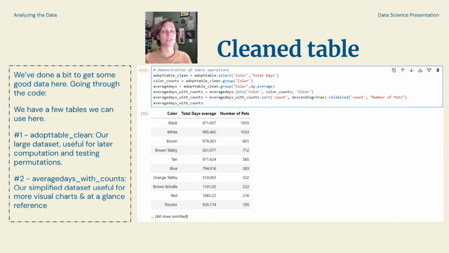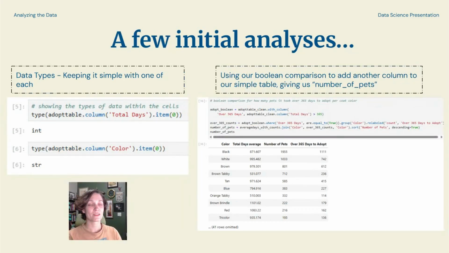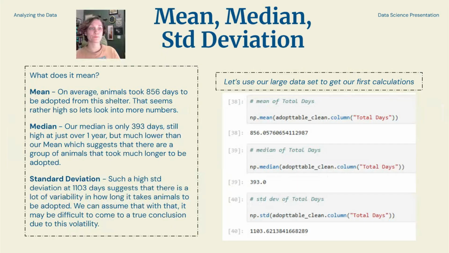Our first table is the adoptable clean, our large data set, and it's useful for later computation and testing permutation. Our second one is average days with counts. This is a simplified data set useful for more visual charts and at-a-glance reference. Let's do a few initial analyses. For our data types, we kept it simple, one of each, both an integer and a string, and then we're also using a Boolean comparison to add another column to our simplified table, giving us the number of pets with that value for that color.